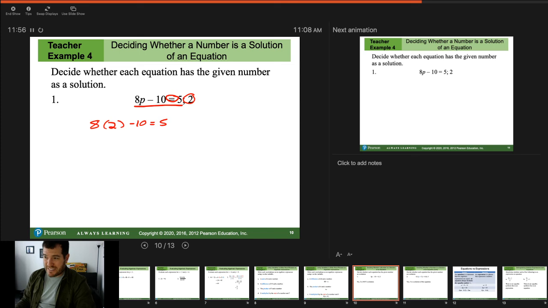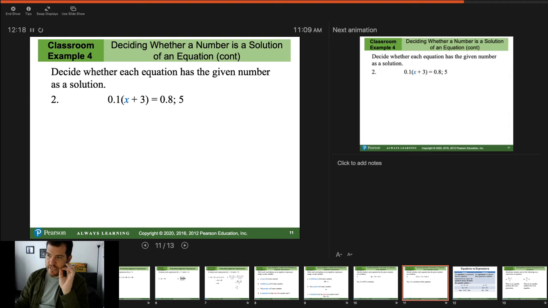8 times 2, I believe, is 16 minus 10. So the question is, does 6 equal 5? No. So is 2 a solution for this equation? No, it's not. So that's all we're talking about there. I know that's written kind of weirdly, but I just wanted to show you one of those so you can see what they're talking about in your homework. So go ahead and try this one. Pause the video and take a second.